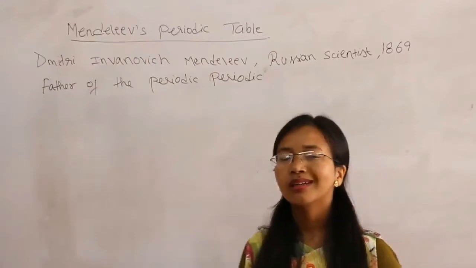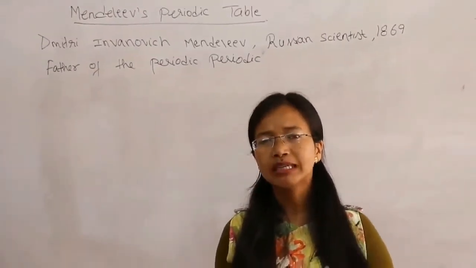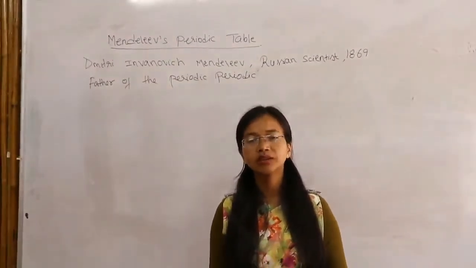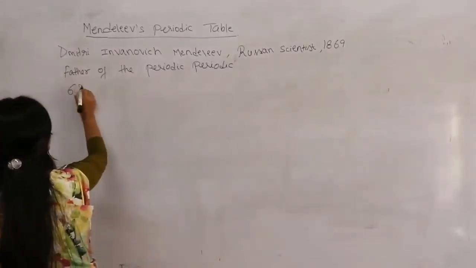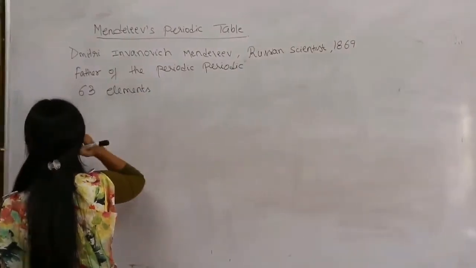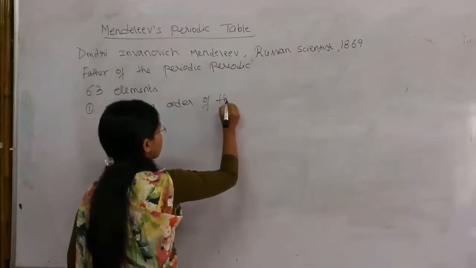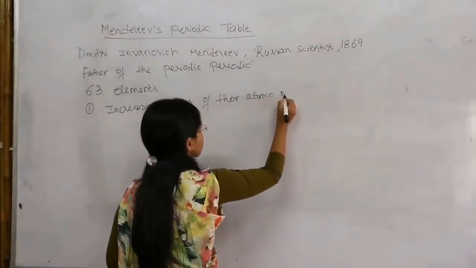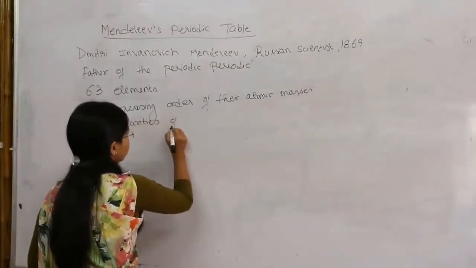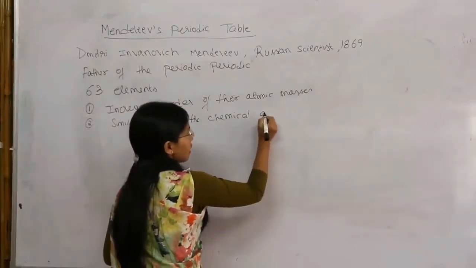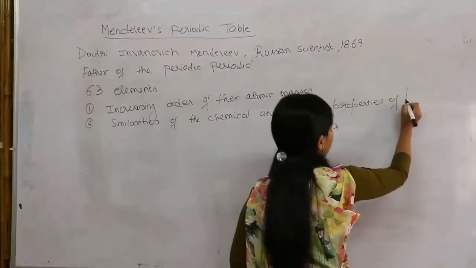In the year 1869 there were 63 elements known at that time, and Mendeleev arranged these elements in the form of a table on the basis of their increasing order of atomic masses and similarities of the chemical and physical properties of the elements.